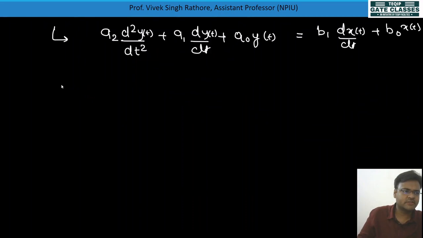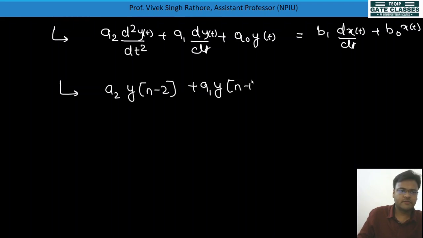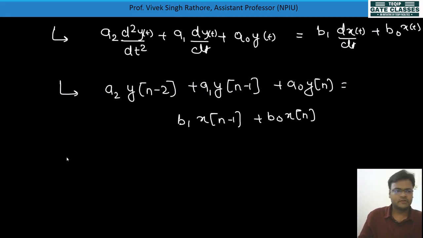Now this differential equation can be written as a difference equation also. The difference between the two is that a differential equation is written in the continuous time domain and a difference equation is written in the discrete time domain. So in the same way we can write here: a2 y(n-2) plus a1 y(n-1) plus a0 y(n) is equal to b1 x(n-1) plus b0 x(n). This is the difference equation.